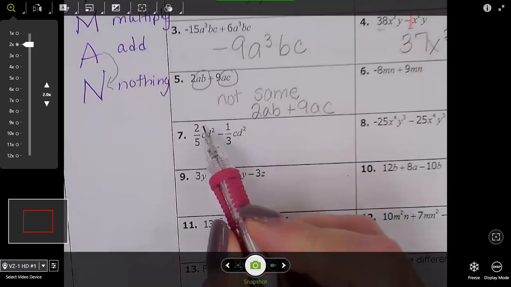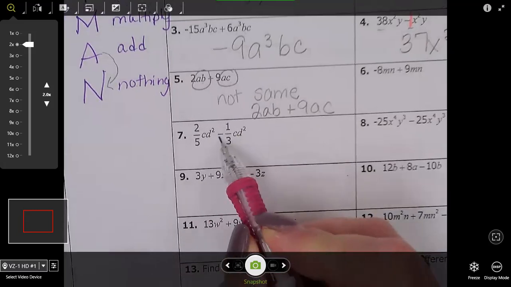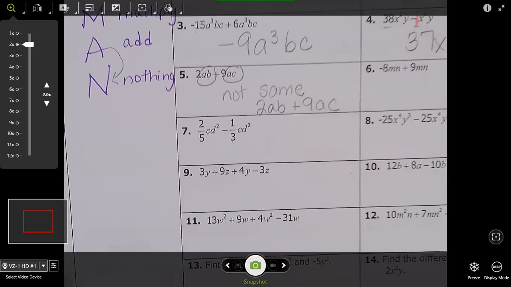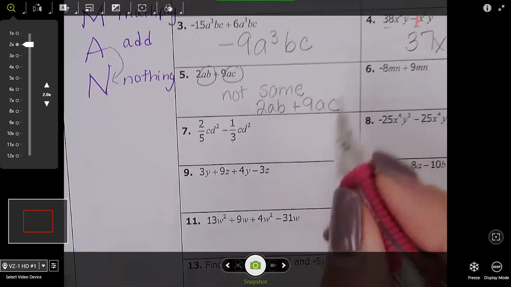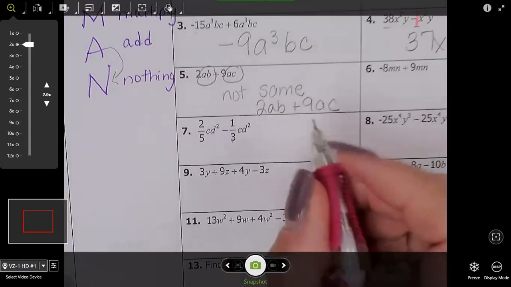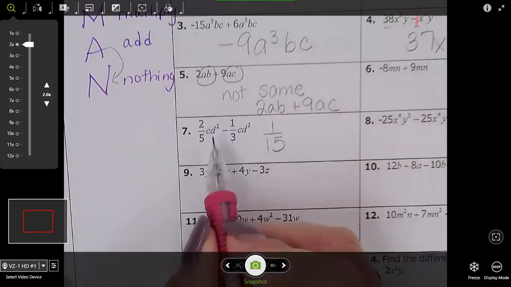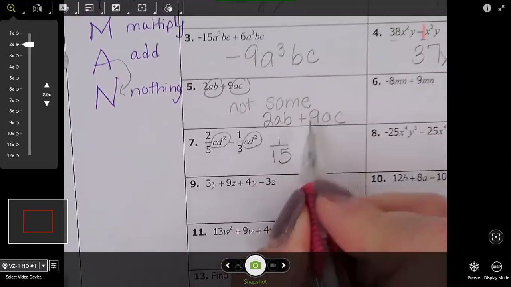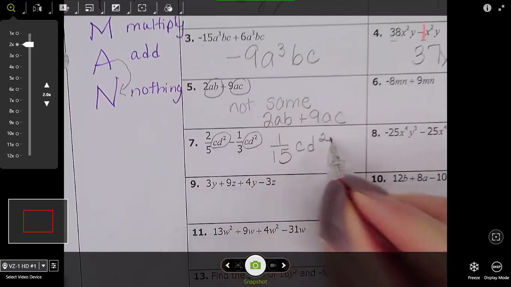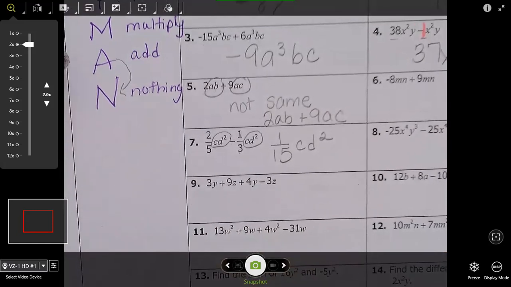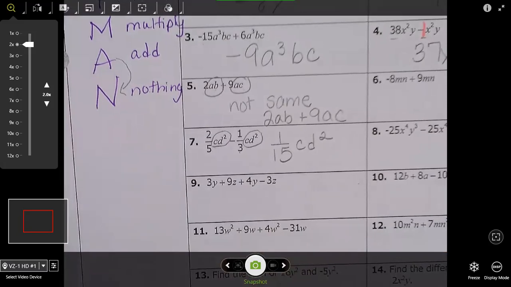So I'm just going to use Desmos to do 2/5 minus 1/3. Thank you for typing that in so quickly. What's 2/5 minus 1/3? 1/15, is that what you said? 1/15. I just added or subtracted, so I do nothing to my variable and my exponent. So I have CD squared. Okay, so this is very straightforward. When we're adding and subtracting, we do nothing to the variable and the exponent.